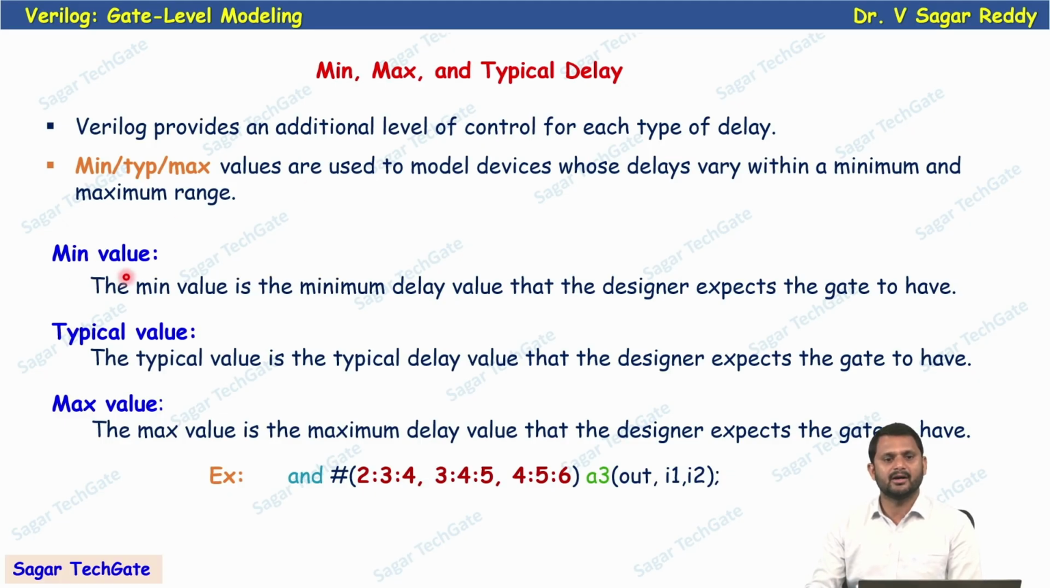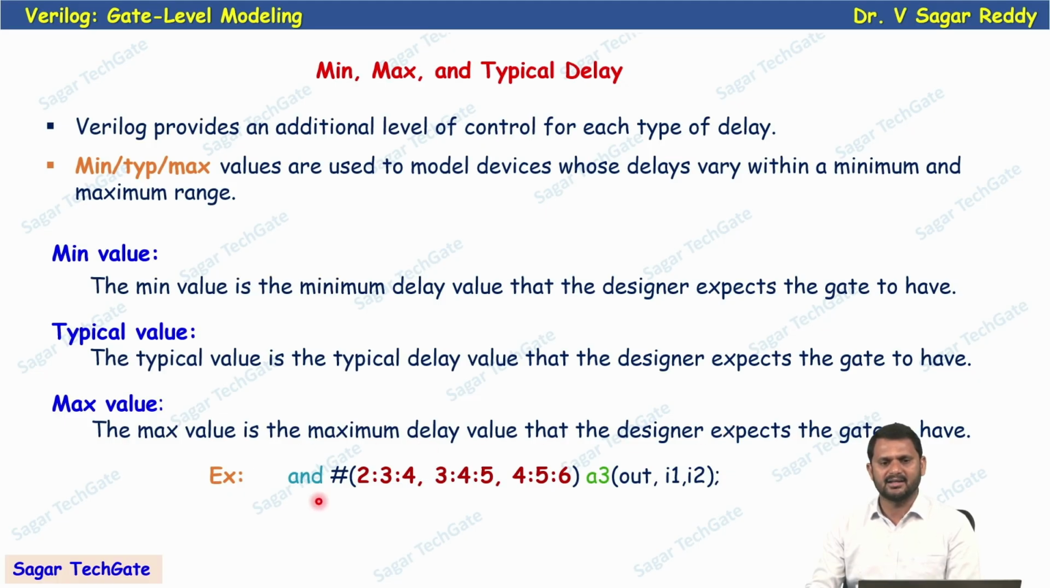So what is the min value here? The min value is the minimum delay value that the designer expects the gate to have. This gate has at least this much delay. And a typical value is a typical delay value that the designer expects the gate to have. So this is a typical delay of that gate. The maximum value is the maximum delay value the designer expects the gate to have. This is the maximum delay that the gate has.